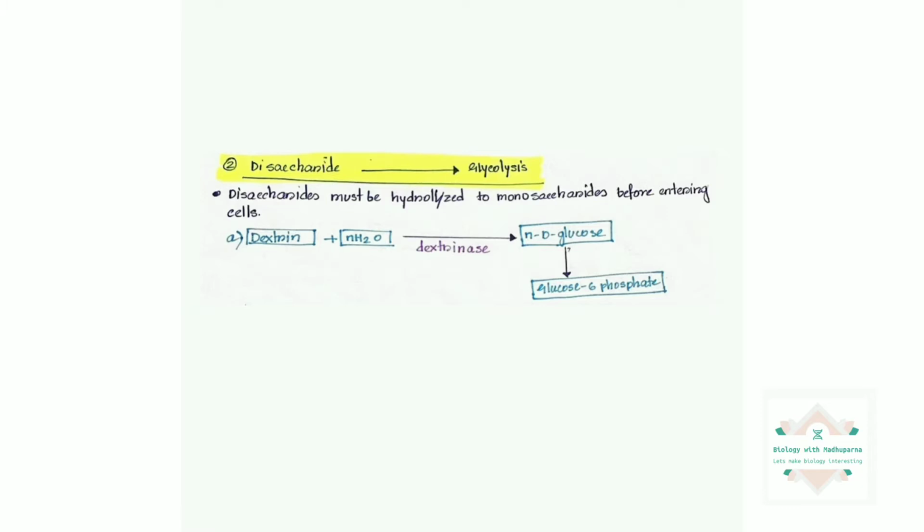So first we will be looking at dextrin. So dextrin consists of n number of glucose units. If we hydrolyze dextrin with the help of the enzyme dextrinase, it will produce D-glucose, and that glucose can be converted into glucose 6-phosphate with the help of the hexokinase enzyme, and further it can enter glycolysis, and it can produce the final product pyruvate.